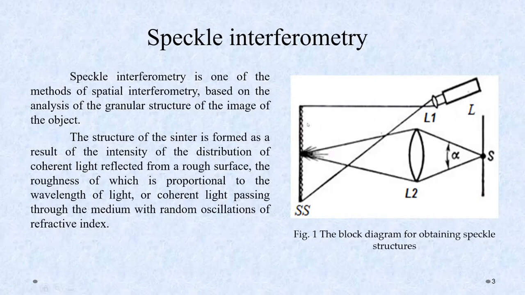So after our beam is going to our object, here our waves interfere with each other and fall on the second lens. You can see it here. And after focusing, we can register our patterns on the screen. The structure of this is a result of the intensity distribution of coherent light from a rough surface.